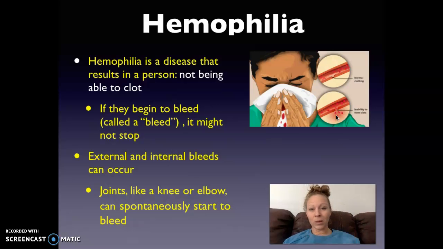An external bleed will be like if you bump yourself and you start to bleed out externally. An internal bleed can be simply just your joints, like a knee or an elbow. Those can just start to spontaneously bleed. So this disease is a way of life. It changes the way that you live.